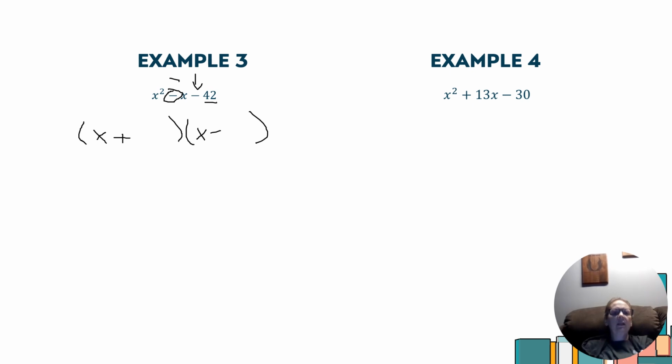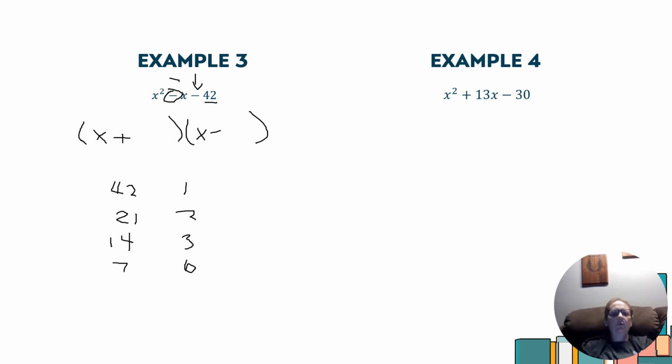So again, I'm going to look at factors of 42. So 42 and 1, 2 and 21, those certainly do not subtract to 1. 3 goes in 14 times, still not there. 4 does not go in. 5 does not go in. 6 should go in. 6 does. It goes in 7 times.